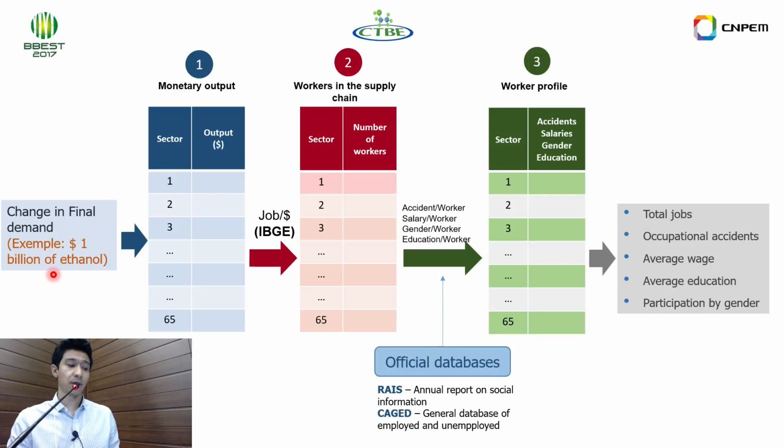So the step-by-step of the social analysis is here. You simulate, for example, I need to produce 1 billion reais or $1 billion of ethanol, then I know the sectors I'm going to be disturbing in the economy, and each value we're going to have to produce in order to attend this demand. Then we calculate the number of workers involved in the entire production chain. With official databases like the annual report on social information or the general database of unemployed and employed, we can estimate the number of accidents, the total jobs generated in the mill and the supply chain, and also indicators like average wage, education, and also gender.